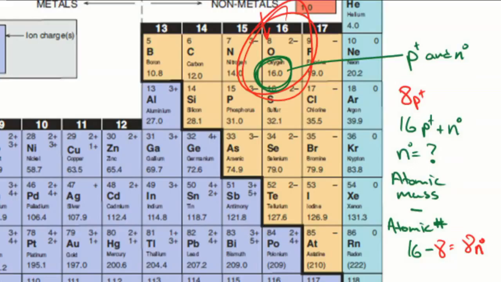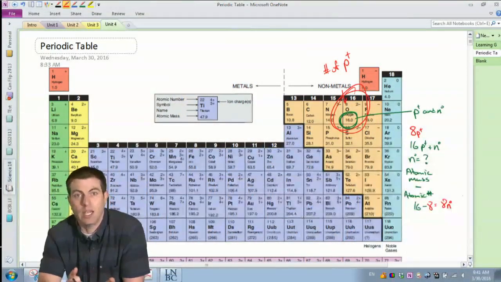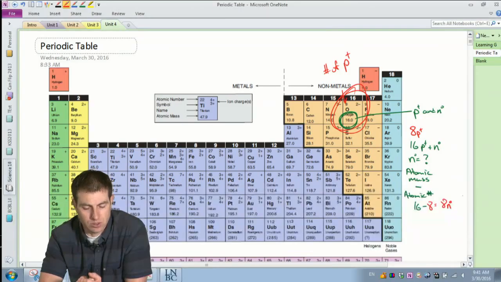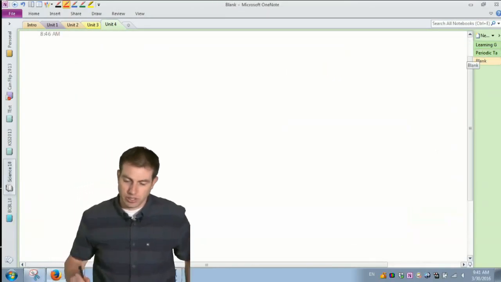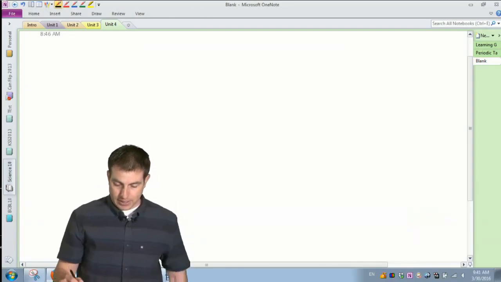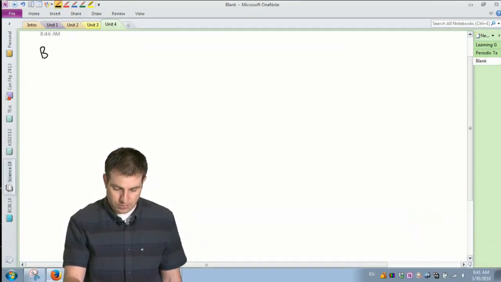Again, the 16 represents protons and neutrons together in the nucleus. The 16 tells you how massive the nucleus is, how much weight the nucleus has. And we know that the atomic number of that element is 8. So if 8 of the 16 things in the middle are protons, what's left? Well, there has to be 8 neutrons as well. So I'm going to jump to a blank page here. We want the Bohr model for oxygen.